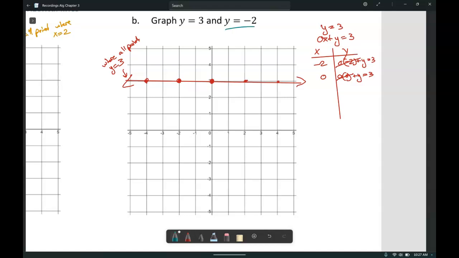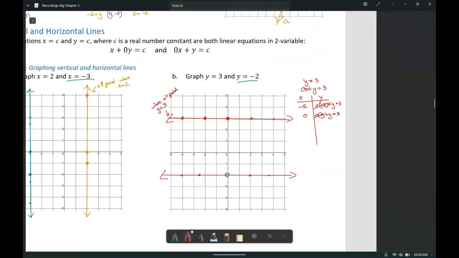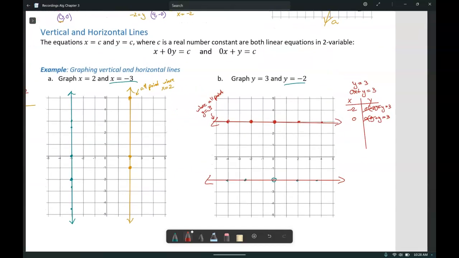And the same thing can apply to y equals negative 2. All the points where y equals negative 2, such as this point, or this point, or this point, or any other point on this horizontal line, will have a y value of negative 2. And those are the basics of our horizontal and vertical lines.